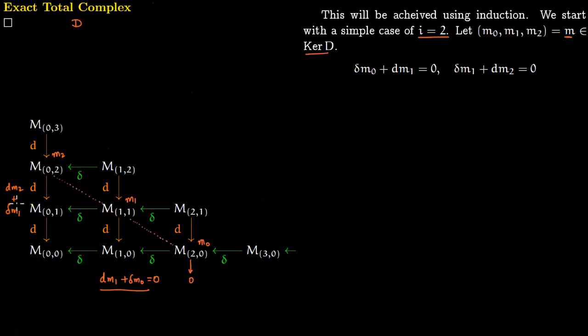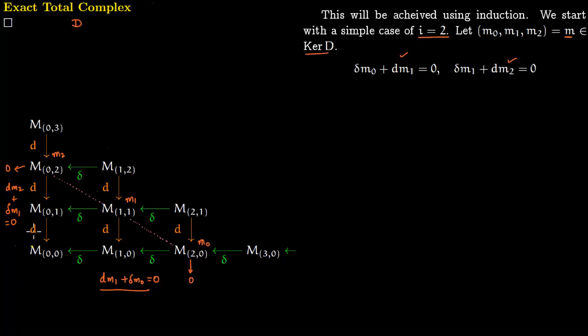Again this will be 0, because we are saying our first element lies in the kernel of D. So we get these two equations. dm2 plus delta m1 is 0 right here, and this one dm1 plus delta m0 right here. So again there is a horizontal map right here with 0 here. We are ignoring it because it just goes to 0.